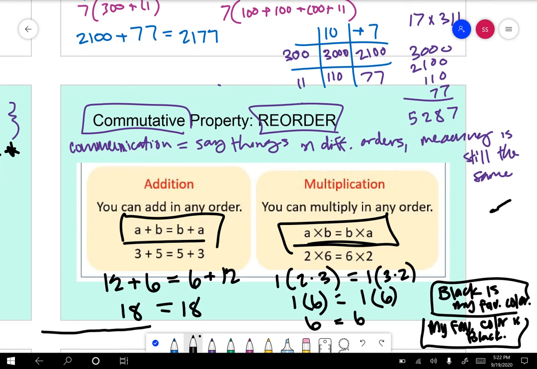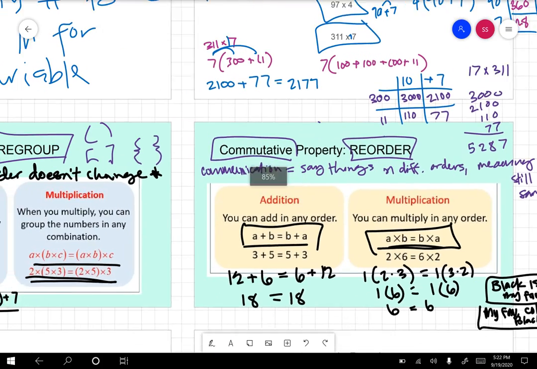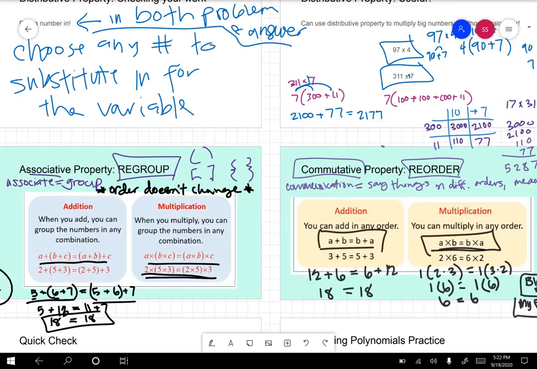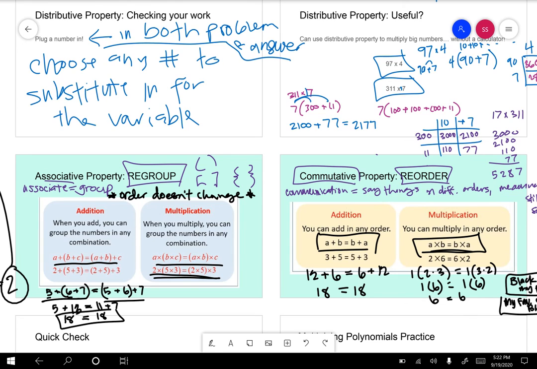Associative property, think of who you group yourself with, like cliques. So associative property is regrouping. Okay, again, important thing with just associative property, we're not reordering things. With just commutative property, we're not regrouping.